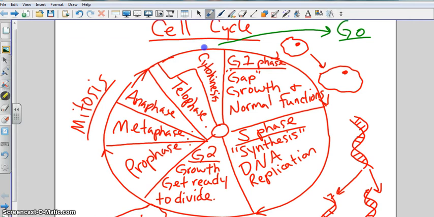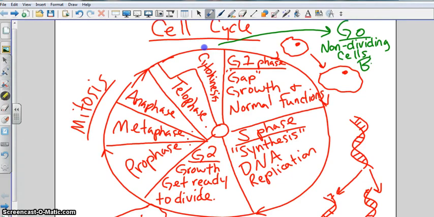And this is a phase of non-dividing cells. In other words, these are cells that are never going to reproduce ever again. They're not going to divide. They're not going to make more of themselves. They're just going to stay in interphase forever.